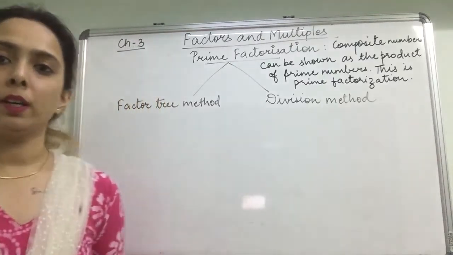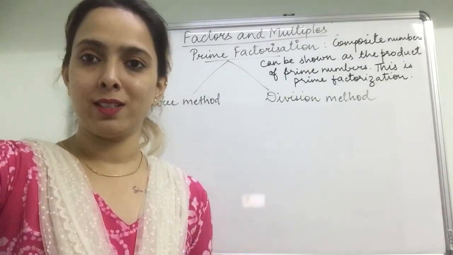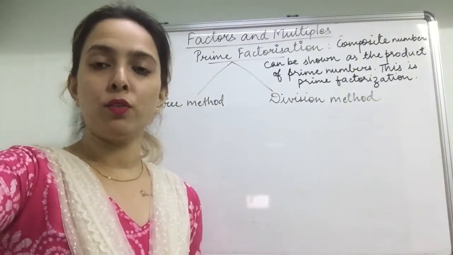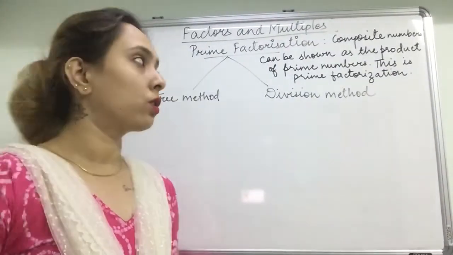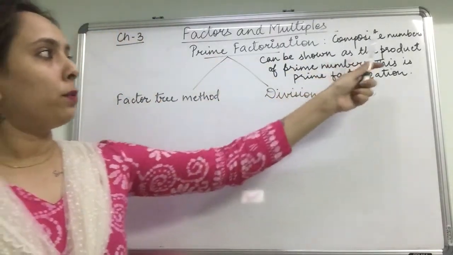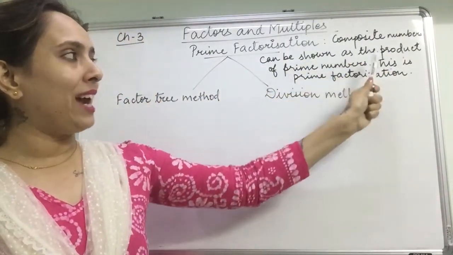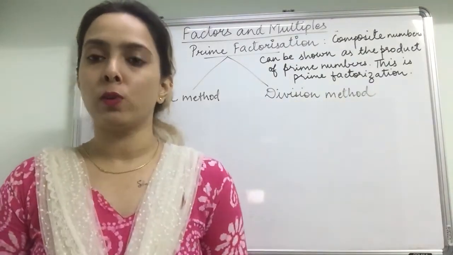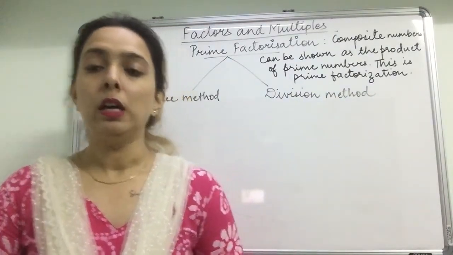Next topic is prime factorization. What is the meaning of prime factorization? Composite numbers can be shown as the product of prime numbers. This process is known as prime factorization.